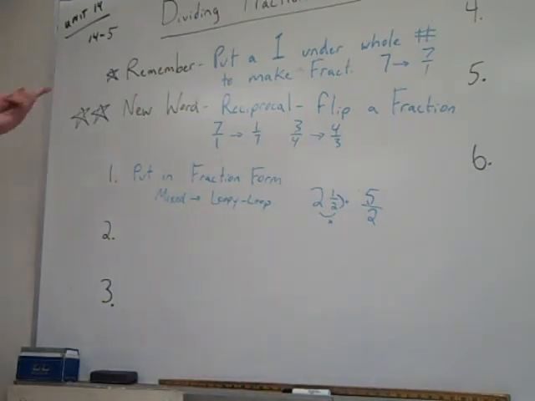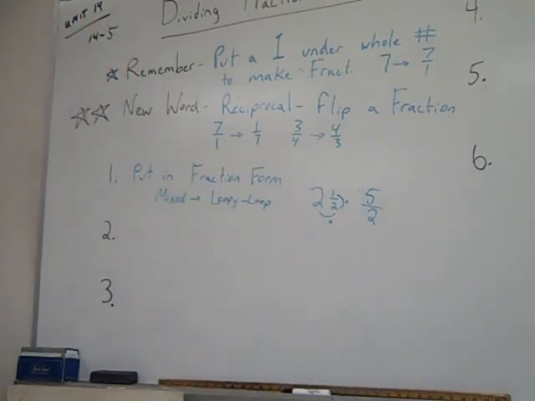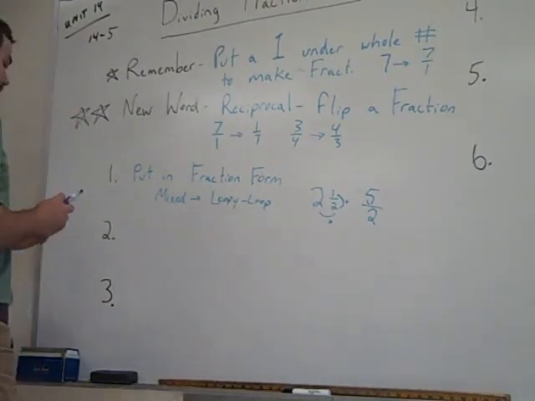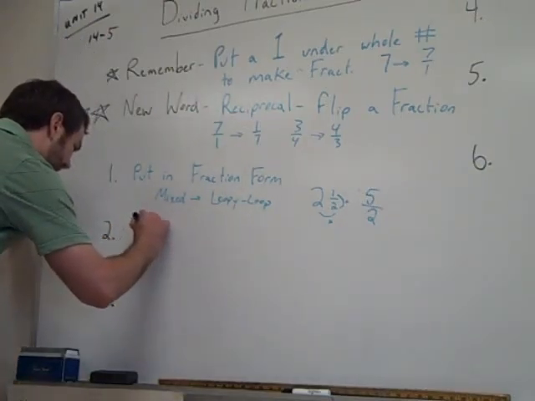So the first thing I do is put in fraction form. And like we said, if it's a whole number, you just put it over 1, right? Put a 1 under it. And then if it's a mixed number, loop-de-loop. Alright, now step 2 is we write down the first fraction.